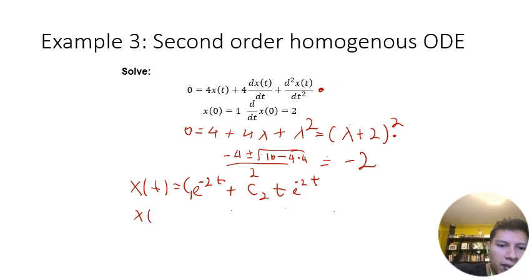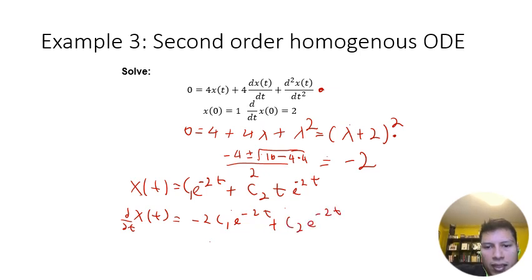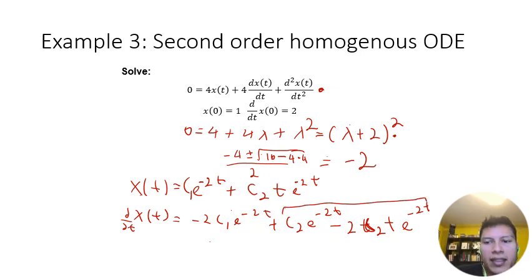When we take the derivative, x prime of t is equal to negative 2 c1 e to the negative 2t plus c2 e to the negative 2t minus 2 c2 t e to the negative 2t. I used the product rule on the second term. That's why I got these two terms. You first take the derivative of t, which gives you c2 e to the negative 2t, and then the derivative of e to the negative 2t, which gives you negative 2 c2 t e to the negative 2t.